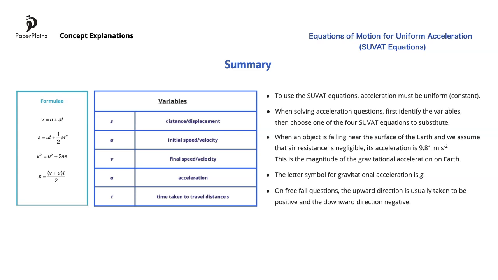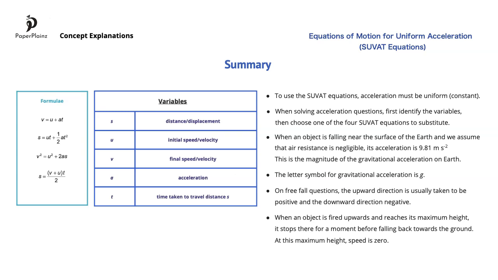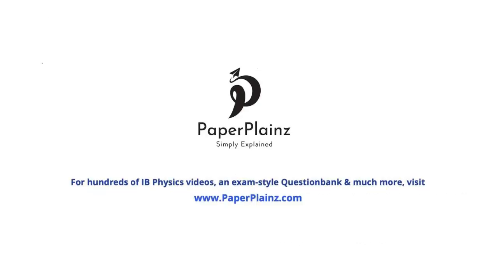And in our second example, we saw that when an object is fired upwards and reaches its maximum height, it stops at this point for a moment before falling back towards the ground. Because of this, at this maximum height, speed is zero. This completes our discussion about equations of motion for uniform acceleration, or in other words, SUVAT equations. In the next video, we will discuss projectile motion.